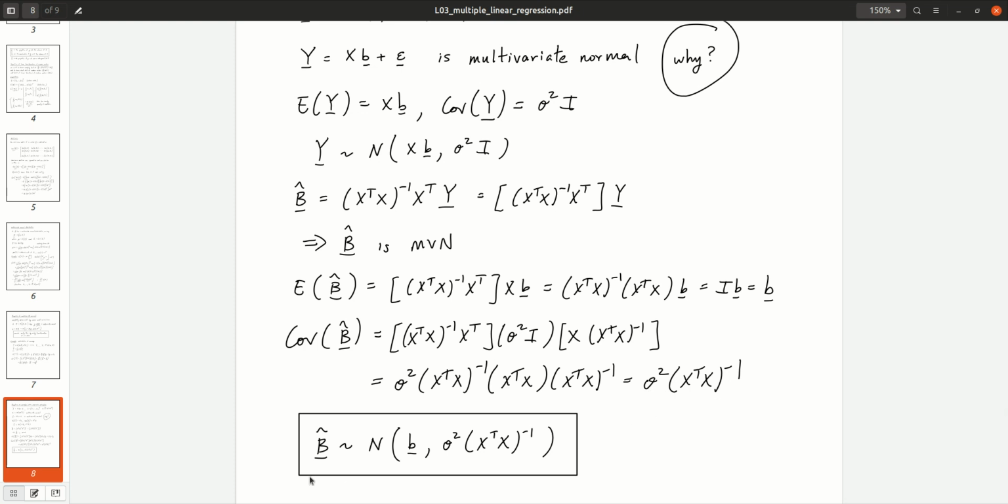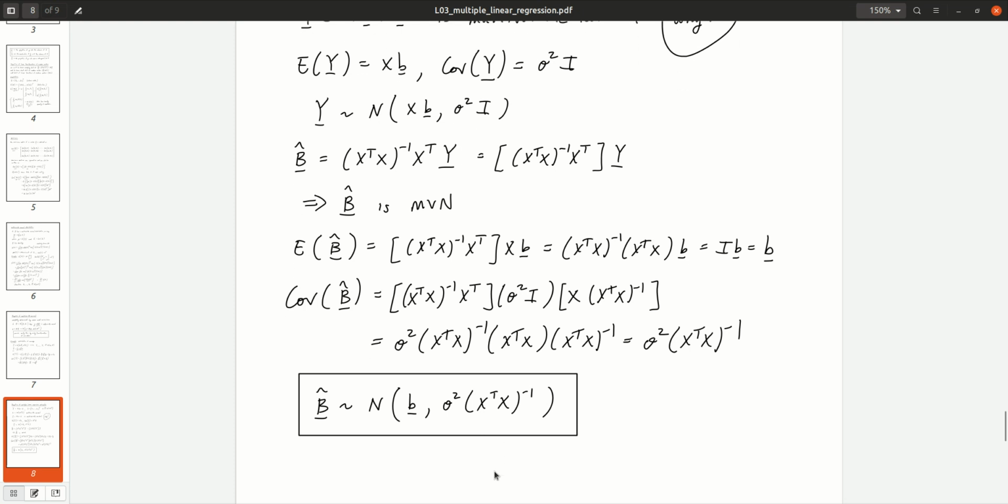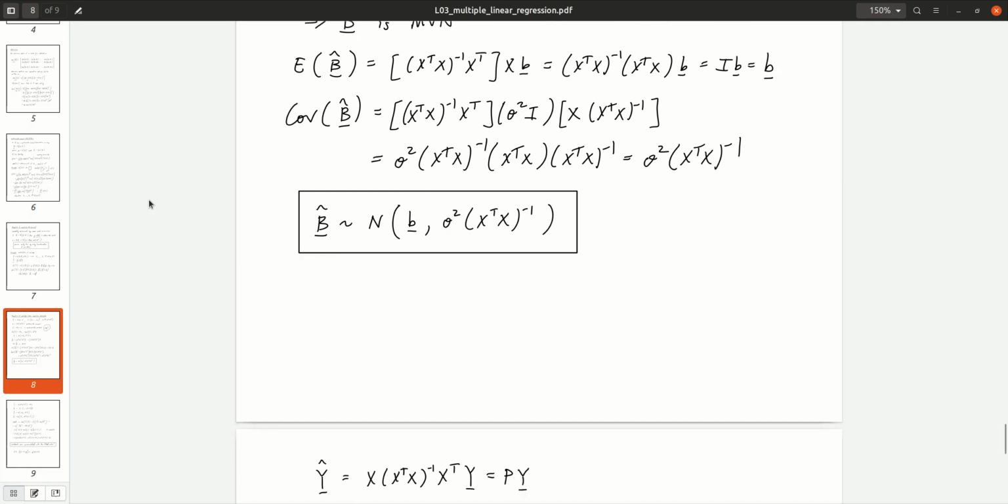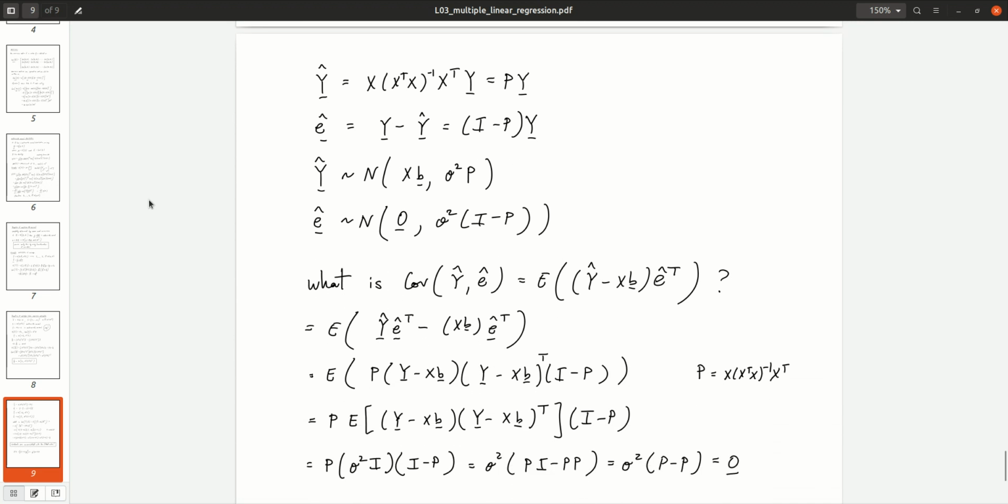And then finally, since we know it's multivariate normal, and we know its mean and covariance matrix, we can say the whole thing is multivariate normal with mean vector B and covariance matrix sigma squared times (X transpose X) inverse. And that's the sampling distribution for the estimator of the regression coefficients. It's very easy to derive now that we've done all this work to figure out properties of linear transformations of multivariate normal vectors.